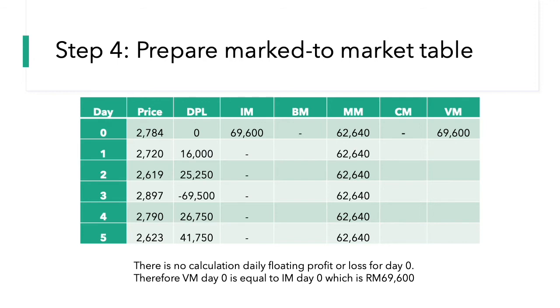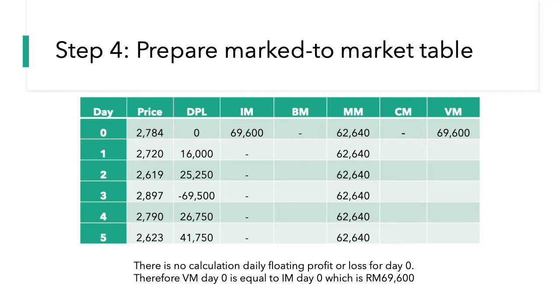Okay, so first you fill up columns price and DFL. Price you can copy from the question. DFL, daily floating profit and loss, you copy from the previous step. So you have already calculated. Day 1 you make profit 16,000. Day 2 you make profit 25,200, positive. Day 3 you make a total loss of 69,500. Day 4 you make a profit 26,750, and day 5 you make another profit 41,750.